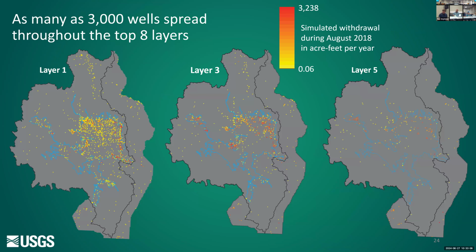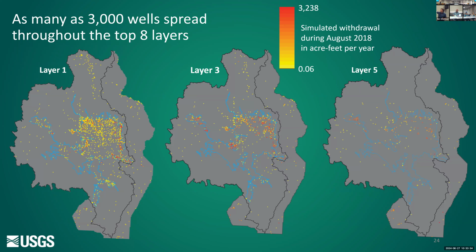And what that looks like when you actually put that in the model, these are 3 layers from the model. The top layer 1, layer 3 is like from 200 to 300 feet. Layer 5 is from 400 to 500 feet, I think. And all the colors, yellows and red colors, are each cell that has a well in it, and it's added up for the amount of pumpage for that particular cell.